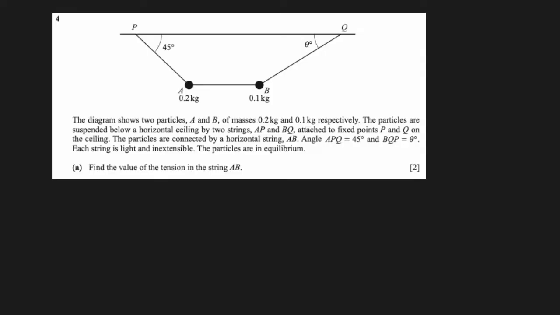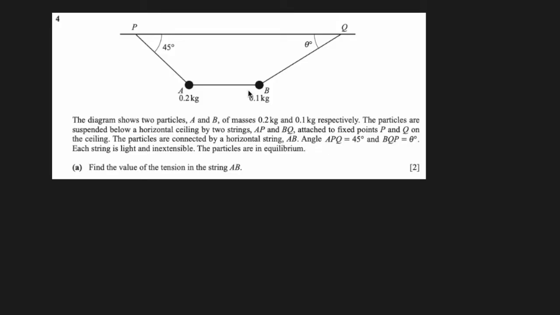Question 4. The diagram shows two particles A and B, masses 0.2 kg and 0.1 kg respectively. Okay. The particles are suspended below a horizontal ceiling by two strings, AP and BQ, attached to fixed points P and Q respectively. Okay, the particles are connected by a horizontal string also, A and B.